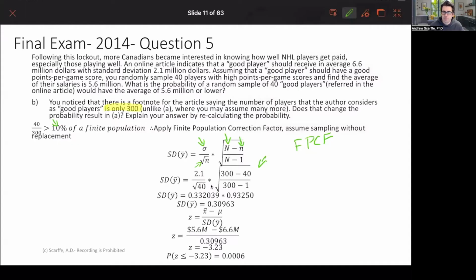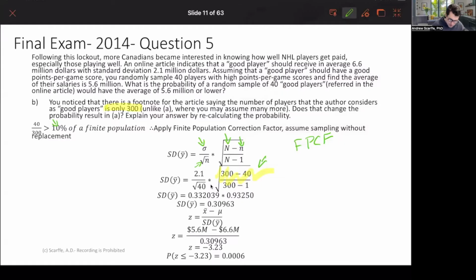Be very careful punching this into your calculator, okay? Specifically this finite population correction factor, especially this equation right here, because if you punch it into your calculator without brackets, it's going to follow the order of operations first. So you're going to get something like 300 minus 40 divided by 300 minus 1, and that is not the correct answer. So just be very careful how you punch this into your calculator. But it's really quite straightforward once you pay attention to that.